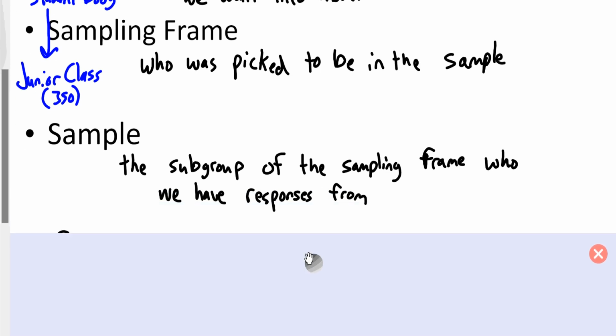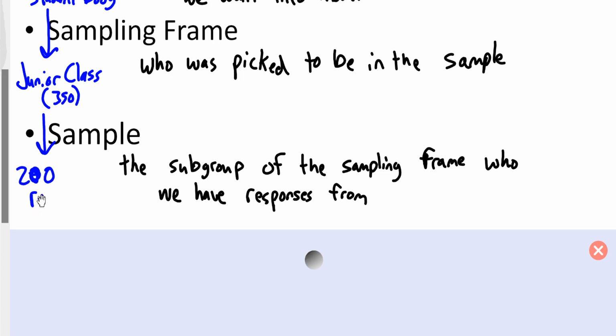That is called my actual sample. The actual sample is the 200 responses. So it's a subgroup from the sampling frame we have responses from. Sometimes we'll get the whole group, sometimes we won't. So the actual sample is the actual ones we have.